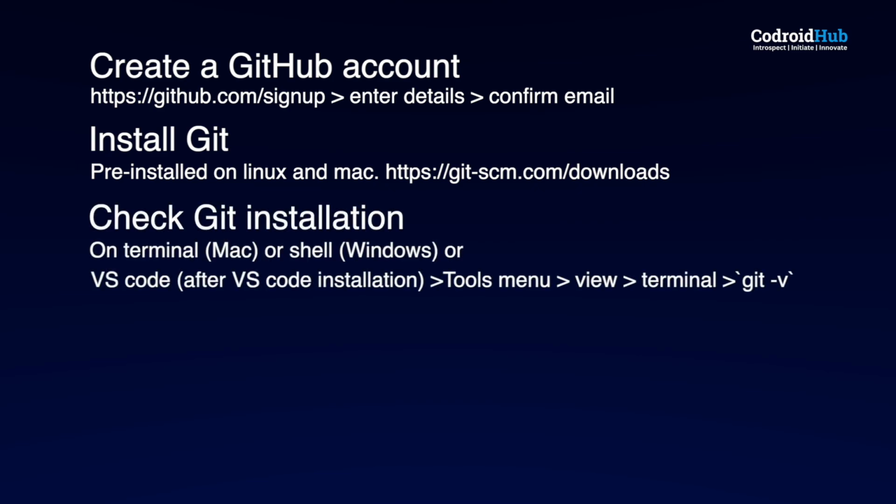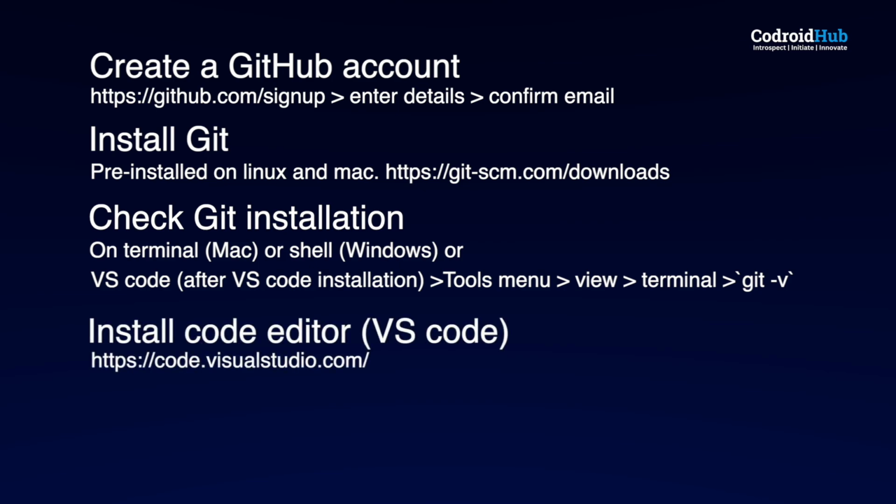You can check your Git installation by typing git space -v on your VS Code CLI, or on terminal on Mac, or on shell on Windows. Next, you will download and install VS Code code editor from code.visualstudio.com.